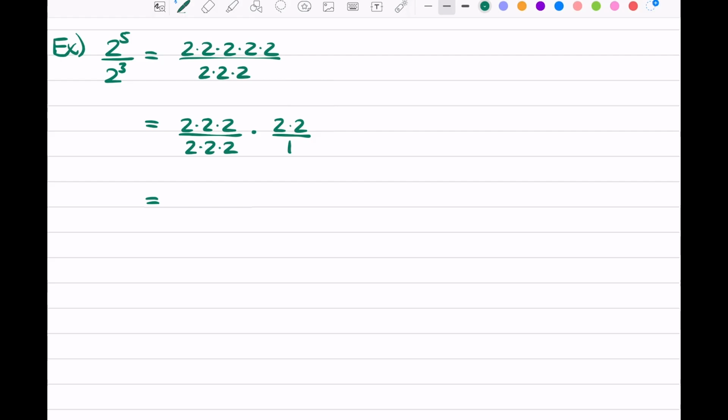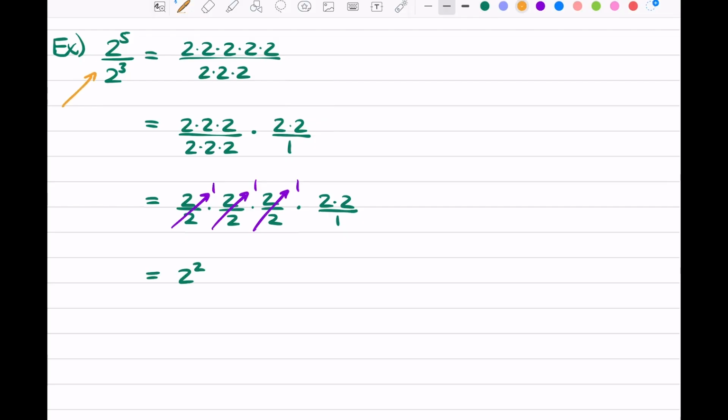And our first fraction we can split up into 2 over 2 times 2 over 2 times 2 over 2. And then we still have our 2 times 2 over 1 at the end. 2 divided by 2 is 1, so each of our fractions here simplifies to 1. And we're just left with 2 times 2 at the end, which we can write as 2 squared.